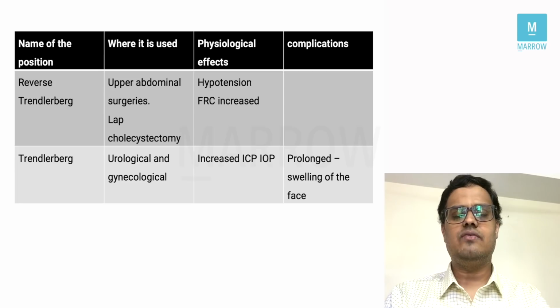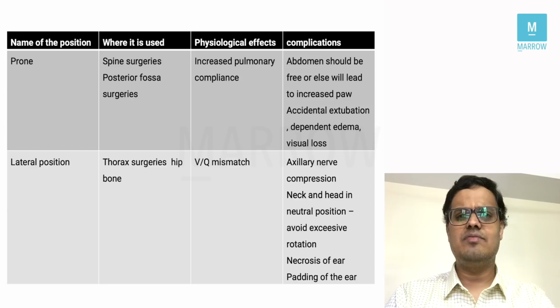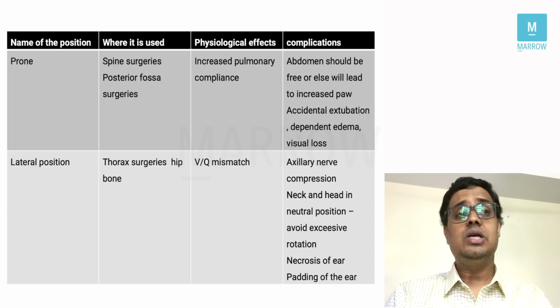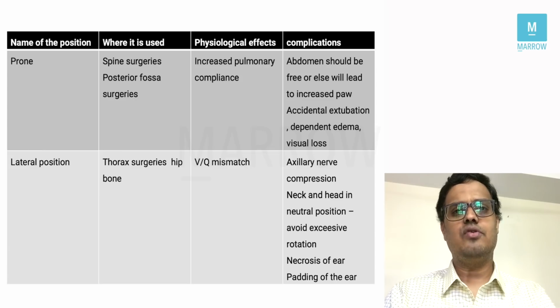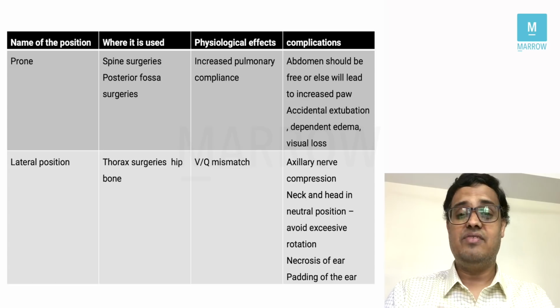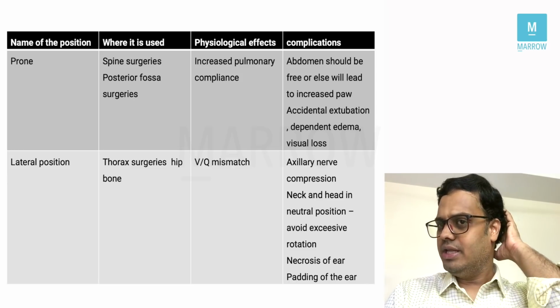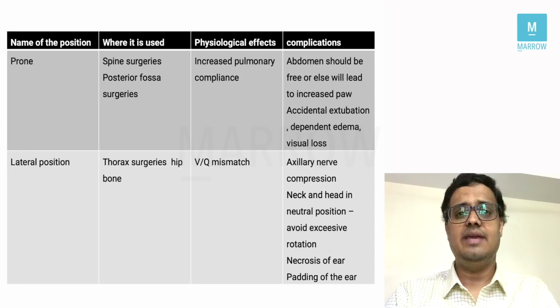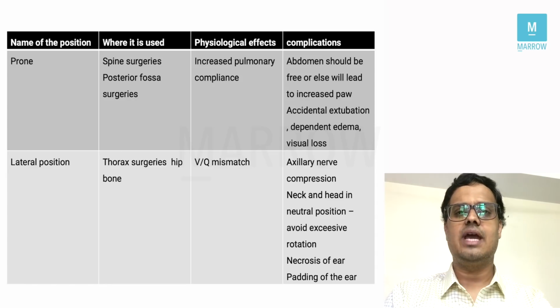The other position we are going to discuss now is the prone position. Where is it used? Most of the time, prone position is used for spinal surgeries. Of late we are using it for posterior fossa surgeries also. Actually, ideally speaking, posterior fossa surgeries are preferably done in the sitting position. This was a question that was asked in the AIIMS examination. In the sitting position, there is an adequate surgical view for the surgeon.